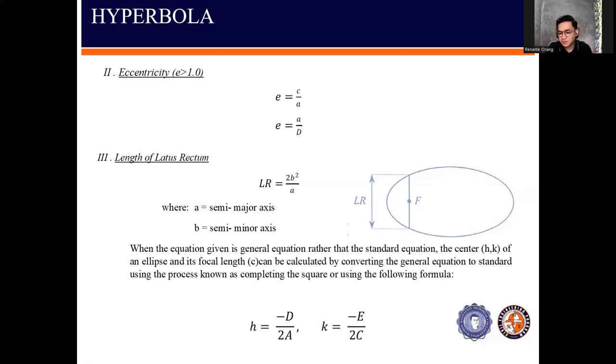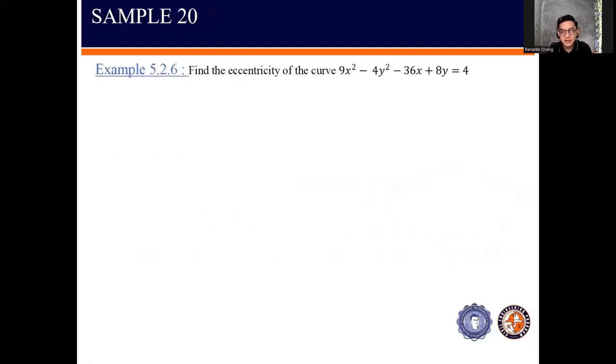So let us proceed po sa ating first example for our hyperbola. Dito nakalagay, find the eccentricity of the curve 9x squared minus 4y minus 36x plus 8y minus, that is equivalent to 4.